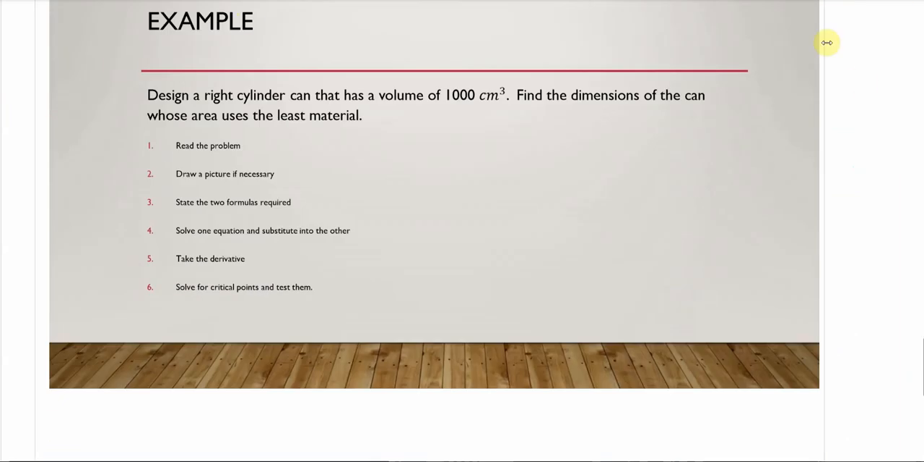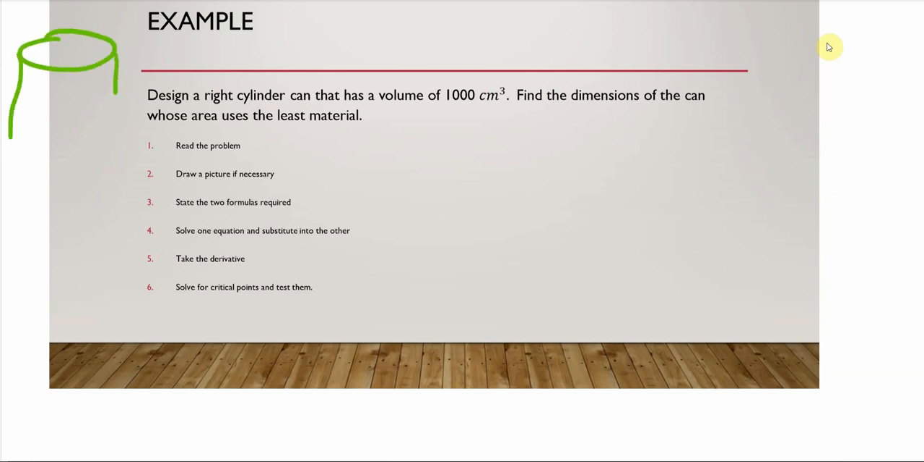In this scenario, we're trying to find a right cylinder can that has a volume of 1,000 centimeters cubed. Find the dimensions of the can whose area uses the least material. So it wants a minimum area. Remember, maxes and mins are critical points. Okay, so I need to know a right cylinder can, so I'm going to make a right cylinder can.